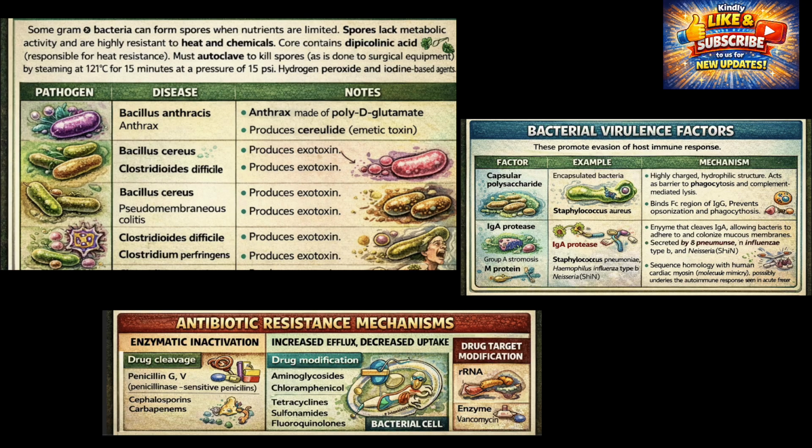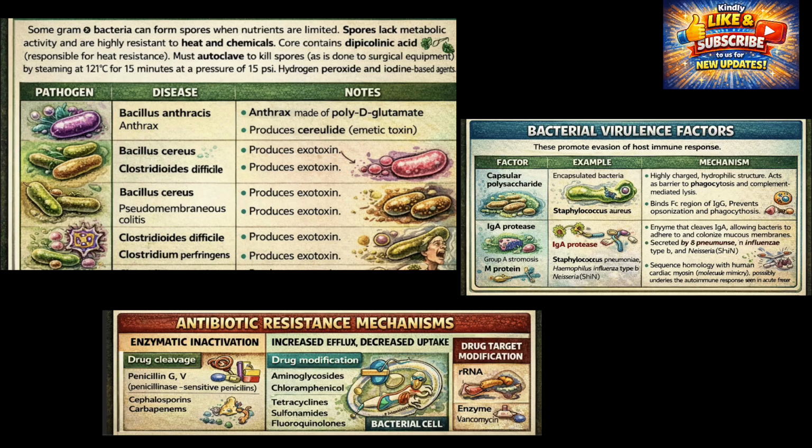Antibiotic resistance mechanisms are consistently tested by asking how a drug failed despite appropriate dosing or which molecular change explains resistance. Enzymatic inactivation is a major mechanism where bacteria produce enzymes that destroy or chemically alter antibiotics. Drug cleavage is seen with beta-lactamases that hydrolyze the beta-lactam ring, rendering penicillin G, penicillin V, penicillinase-sensitive penicillins, cephalosporins, and even carbapenems ineffective depending on the enzyme.